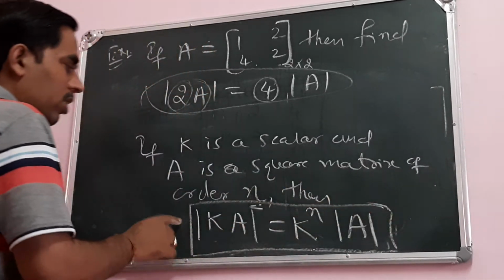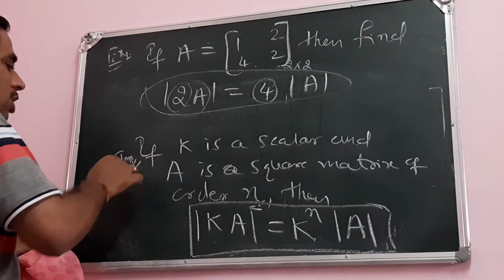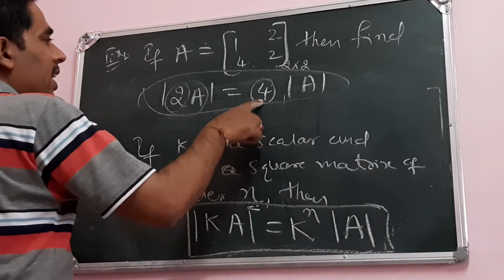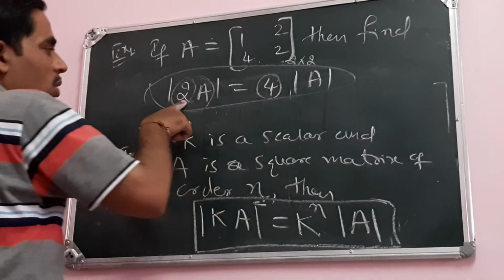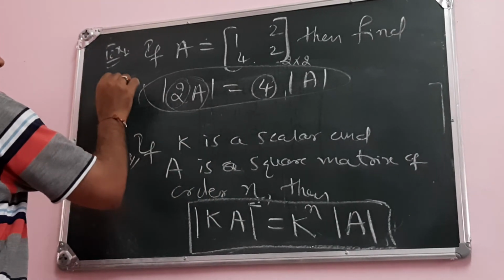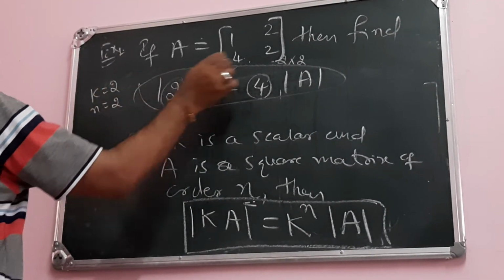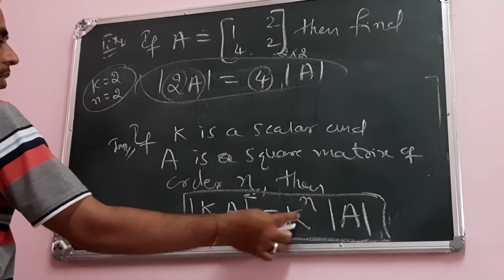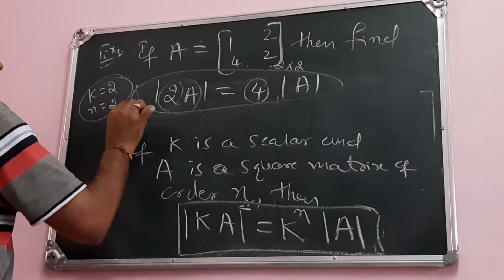You have to note this down. This is a very, very important property. That's what I worked out in the previous two examples: K to the power n, determinant of A. In this example, K is 2 and the order is 2 cross 2. So what will be the coefficient here? K to the power n means 2 square, which is 4.